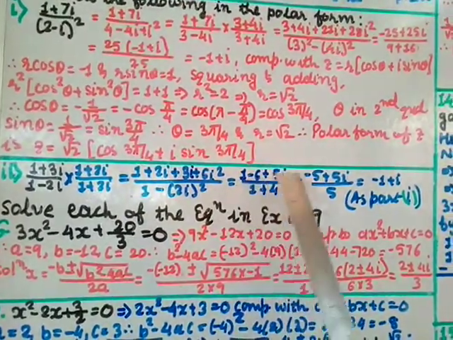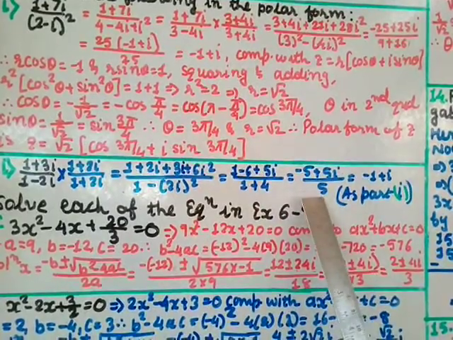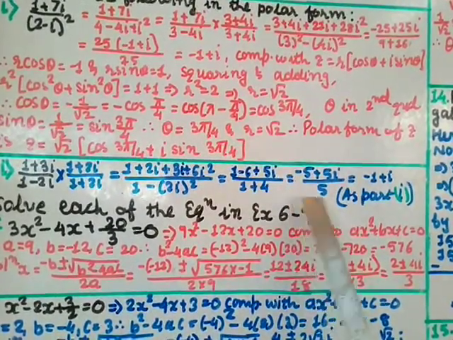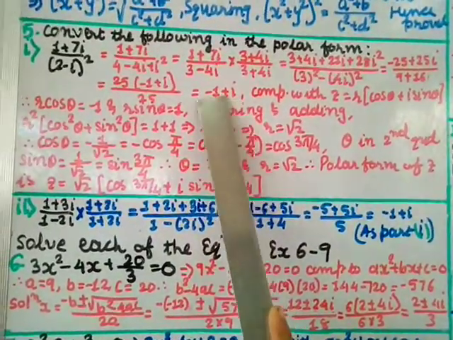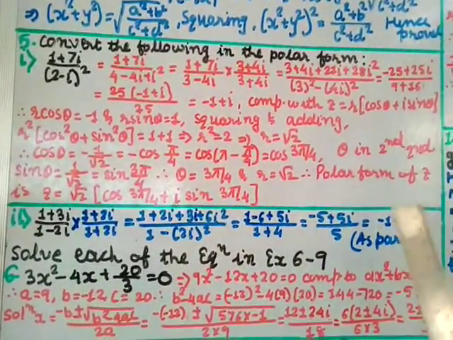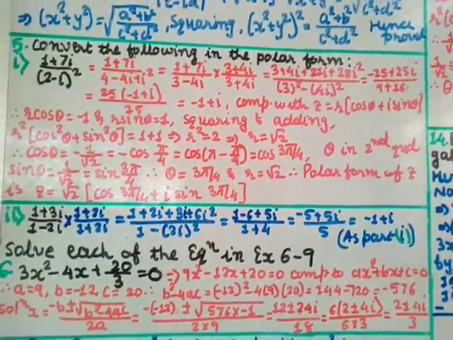Now 1 − 6 is −5, plus 5i, divided by 5. You can take 5 common and cancel, so you get here −1 + i, and this is nothing but the same as part 1, −1 + i. So these things will follow the same way, so I have just written as part 1.